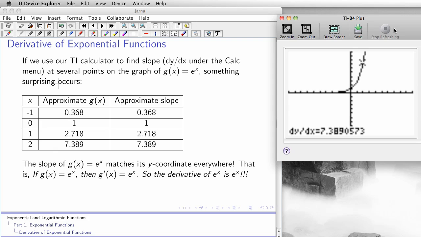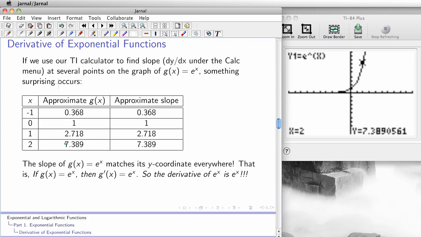On the other hand, if I use trace, not calc, which is regular trace, and tell it to make my x-coordinate equal to 2, and hit enter, then it tells me my y-coordinate is 7.389. So in other words, my y-coordinate and my slope are exactly the same. And that's exactly what happens for the e to the x function. If you looked anywhere on this picture and asked for the y-coordinate using trace or asked for the slope using the calc menu, you would see that the y-coordinate and the slope correspond at every single point.